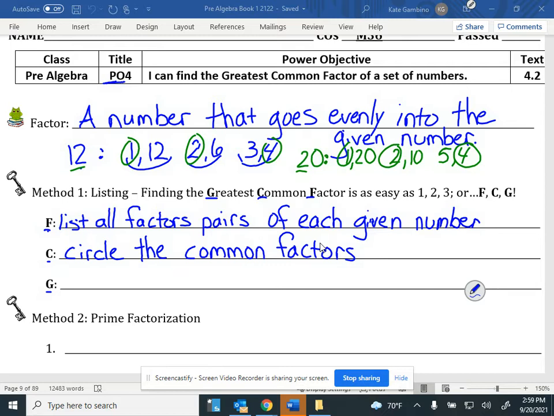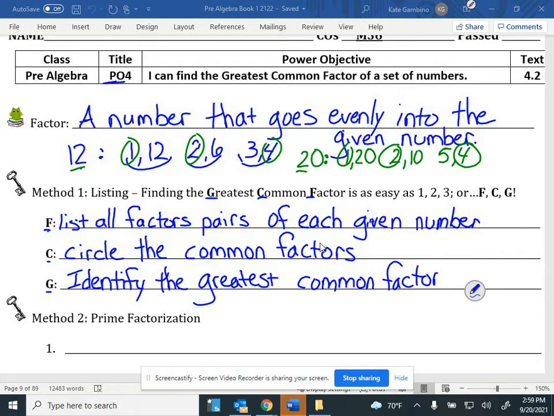So then the G is identify the greatest common factor. So we need to look at all of those factors that we just circled and find the biggest one. So we have a 4 and a 4 are the biggest factors that they shared. So our greatest common factor is 4.